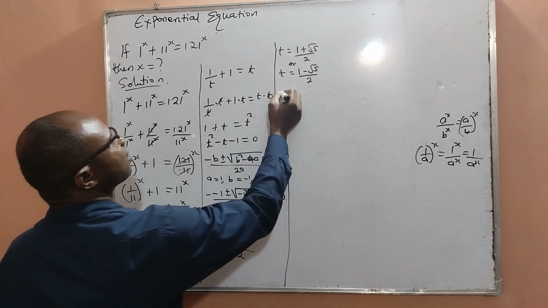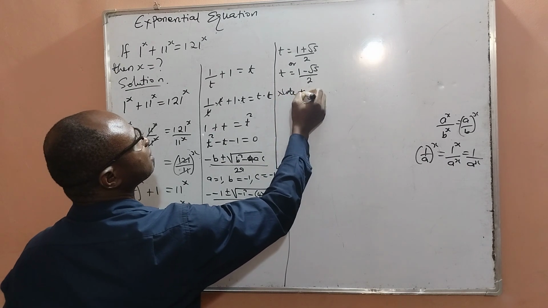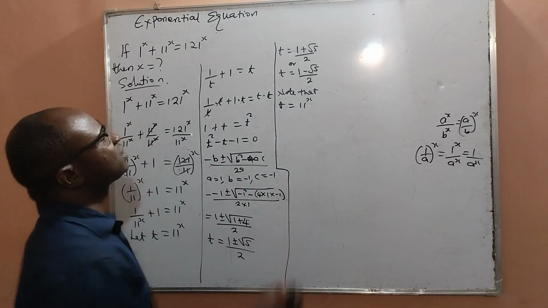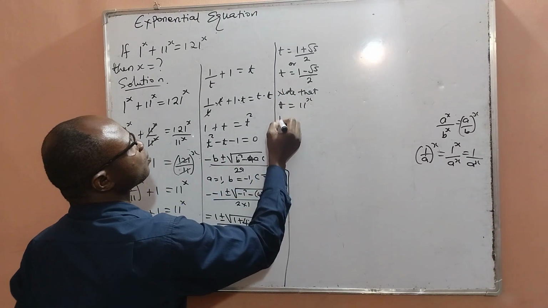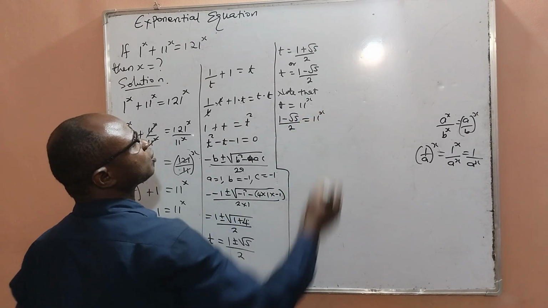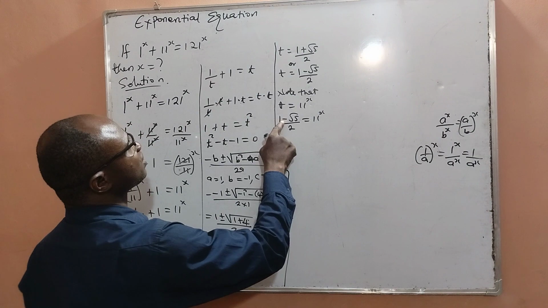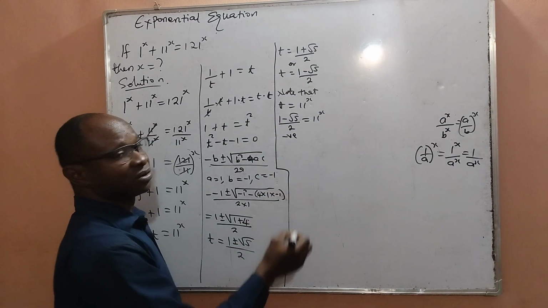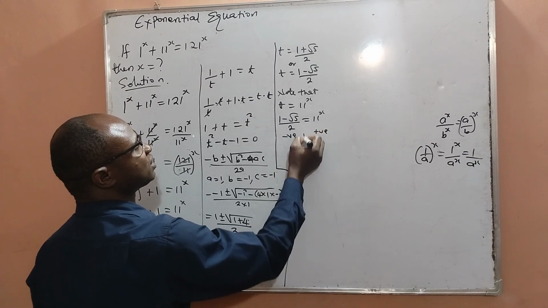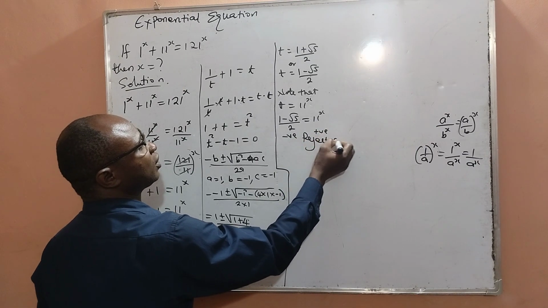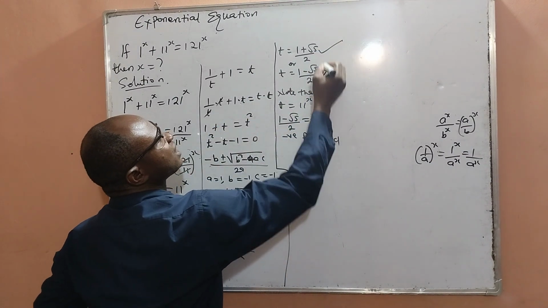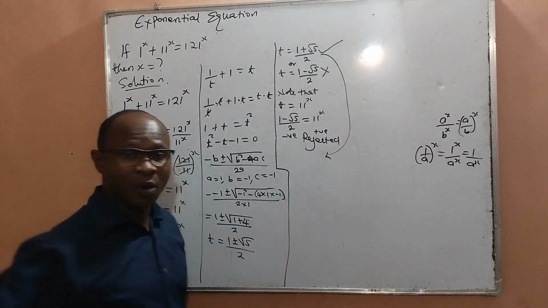Note that t is equal to 11 to the power of x. But if I now replace t as 1 minus root 5 all over 2 equal to 11 to the power x, it cannot work because this side is going to give me a negative value, whereas this side is positive. So this side is going to be rejected. This particular value of t will be rejected. So I'm going to take the positive one. We take this one and work with it.